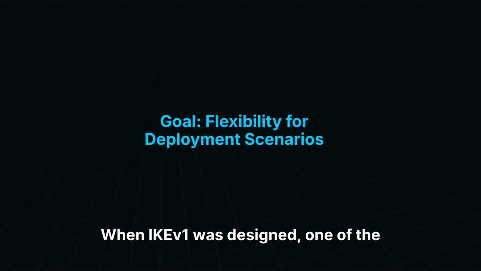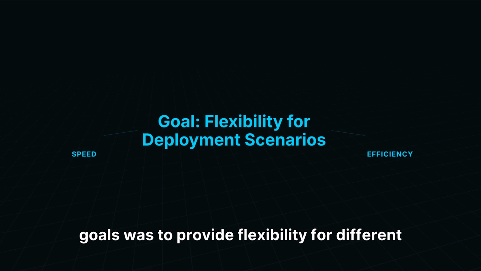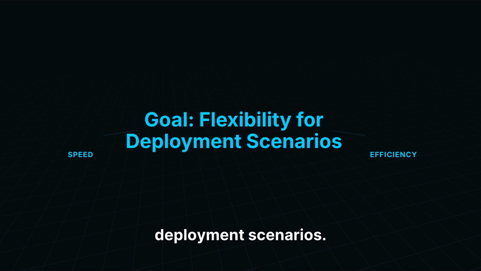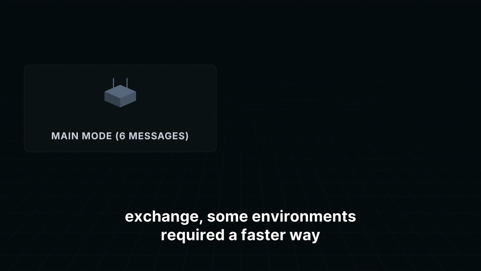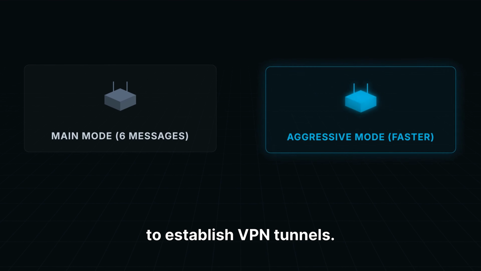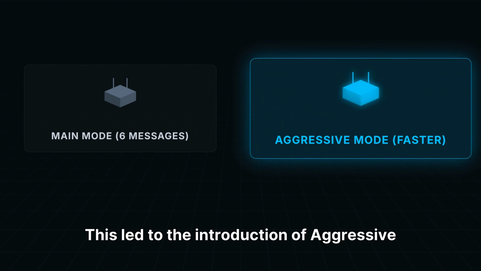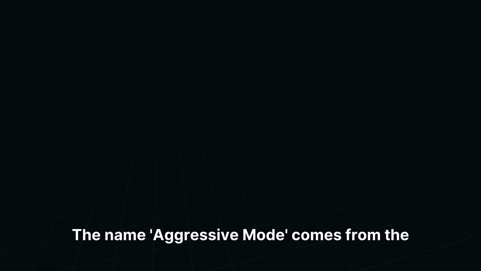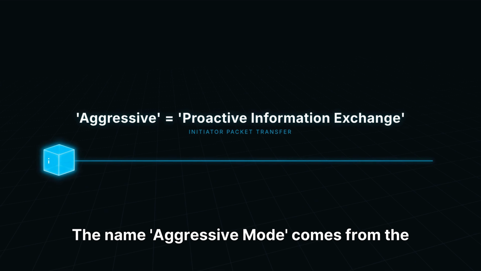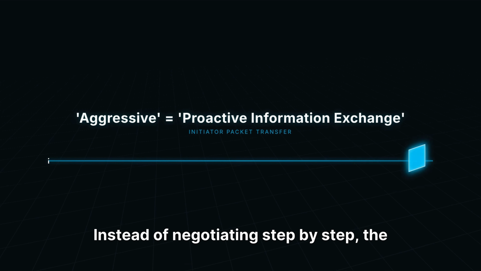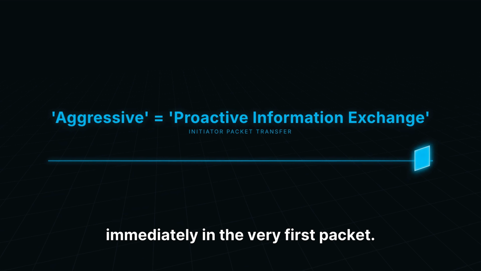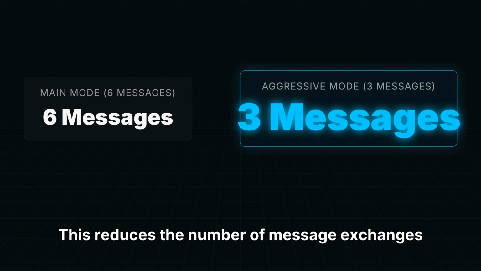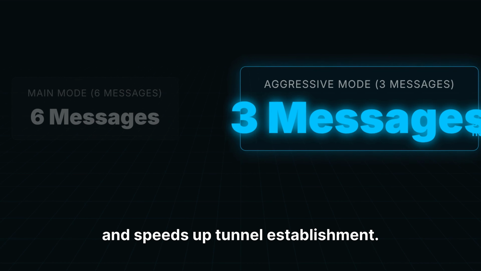When IKEv1 was designed, one of the goals was to provide flexibility for different deployment scenarios. While Main Mode offers a structured 6-message exchange, some environments required a faster way to establish VPN tunnels. This led to the introduction of Aggressive Mode. The name Aggressive Mode comes from the way it exchanges information. Instead of negotiating step by step, the initiator sends most of the required information immediately in the very first packet. This reduces the number of message exchanges and speeds up tunnel establishment.